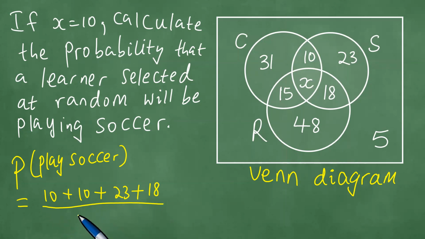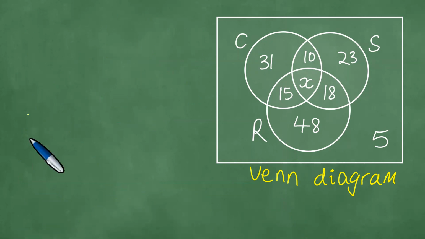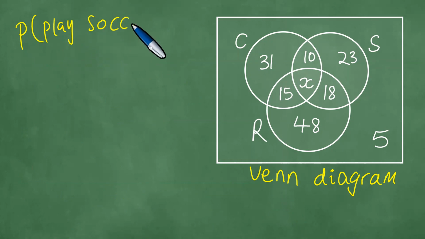The summation of these is out of the total number of learners. We know that we're dealing with a total of 160 learners. And so this is exactly 61 out of 160, and this is equal to 0.381. So as a conclusion, we say the probability that a learner decides to play soccer is 0.381, like so. And we're done.